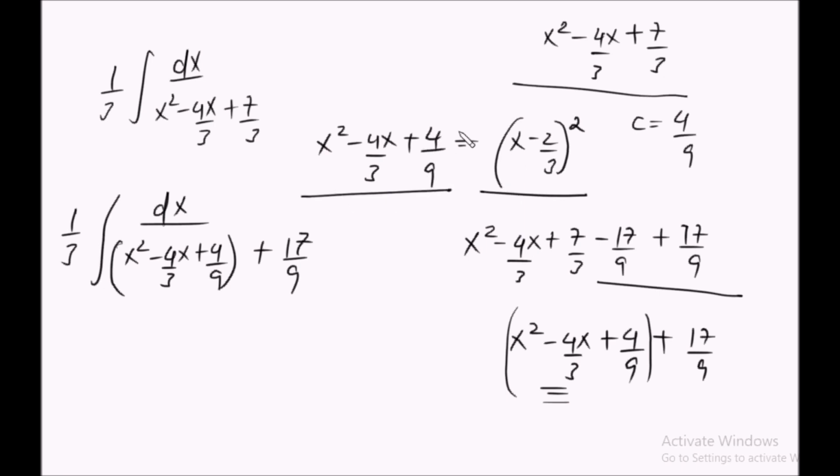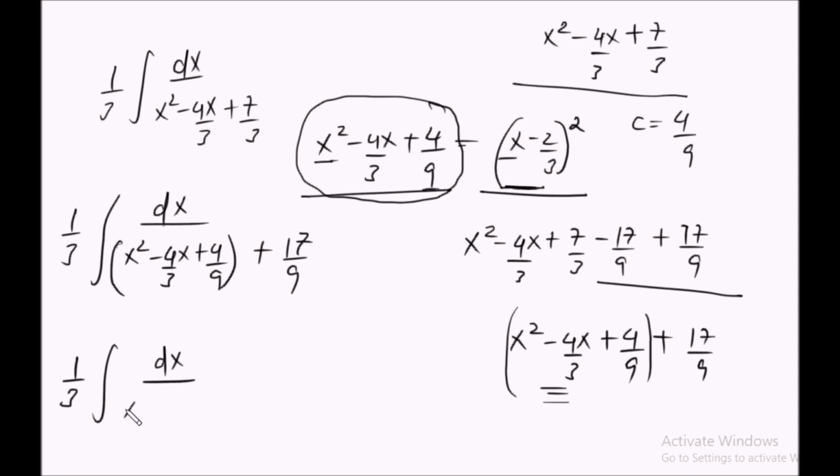You know, once you get an equation which is a perfect square, do you know how you simplify it to get this? Just take the square root of x and the square root of c, and you are done. But first make sure that b squared is equal to 4ac. So it will now be 1 over 3 dx, so it will be x minus 2 over 3 squared plus 17 over 9. So we have reached that point.